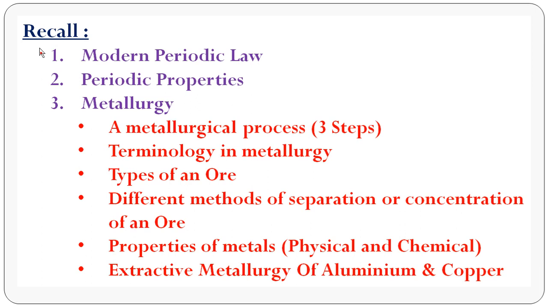What did we learn in the previous classes? Let us recall. Modern periodic law, periodic properties, metallurgy, the metallurgical process in 3 steps, important terms in metallurgy, types of an ore, and different methods of separation or concentration of an ore. Then properties of metals, that is physical and chemical methods. Then the extractive metallurgy of aluminum and copper.